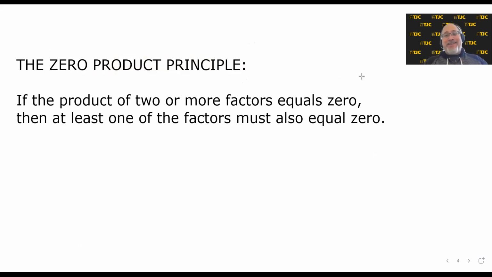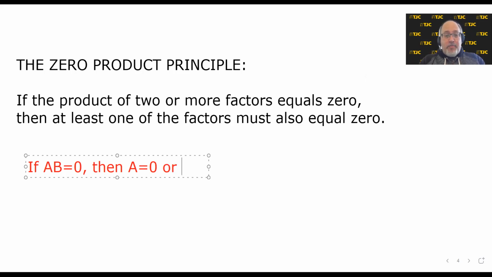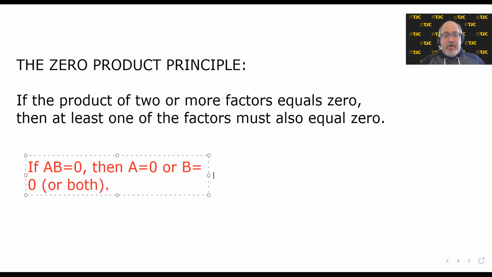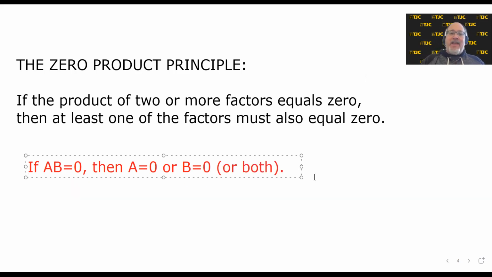So what does it say? Well, it says what we basically just said a minute ago. If the product of two or more factors equals 0, then at least one of the factors must also equal 0. We could also write this symbolically. It would go something like this. Let's put this in red. If AB equals 0, meaning a multiplication problem equal to 0, then A equals 0 or B equals 0. It could be both, because 0 times 0 is 0, but you're guaranteed that if you multiply and get 0, at least one of the things you multiplied with, one of your factors, has to also be 0.